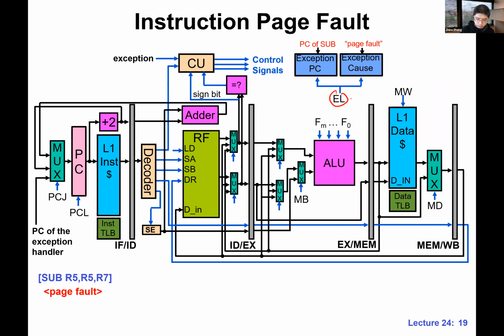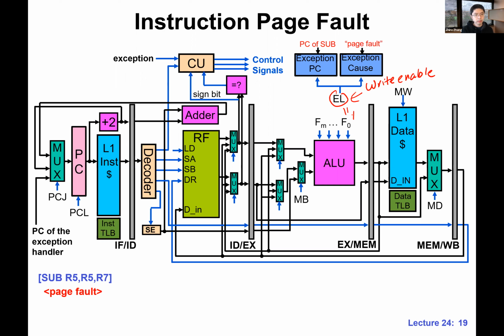This one is another write enable. Okay, this is a write enable. This is an exception load. EL means exception load. We just set it to 1, right, when we update these two registers. Okay.